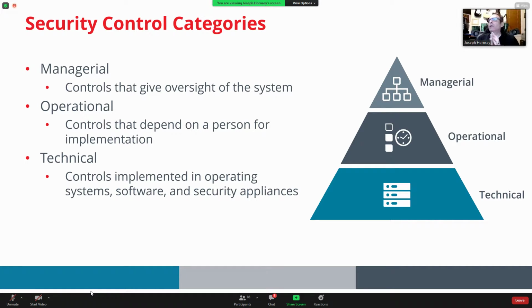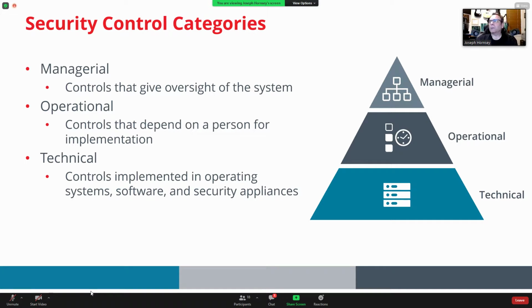So picking up where we left off, again looking at the different types or categories of security controls. Managerial controls, like it says, give oversight of the system. For example, we have a policy that says that certain access is granted to certain individuals for particular data. That would be managerial. It's a policy. Then you have the operational controls. These are the people that actually implement a control.